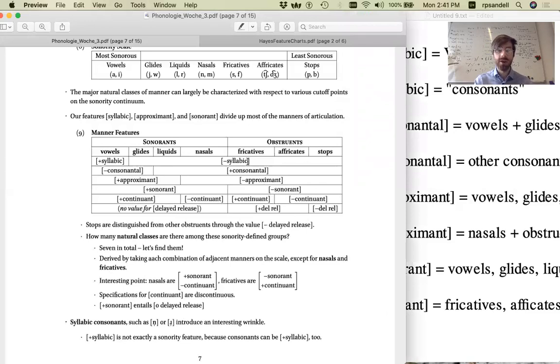And when we try to make some other groupings here, we'll see that as we go down along these lines, from syllabic down to sonorant, some things entail the others. So all non-syllabic sounds are plus consonantal, and all non-consonantal sounds are plus approximant. All plus approximant sounds are also plus sonorant.